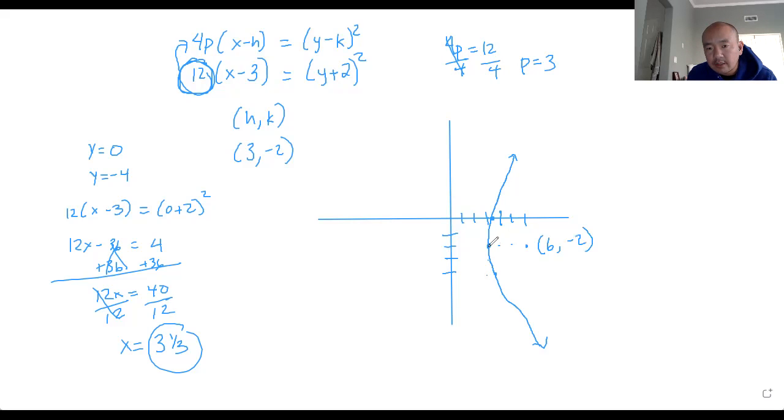And the directrix is going to be 1, 2, 3. We're going to go 3 outside of the parabola. And it happens to be the y-axis here, right? It's going to be this line right here. And what's the equation of this line? It's going to be x is equal to 0. Okay, so the directrix is x equals 0. And the focus is 6, -2.